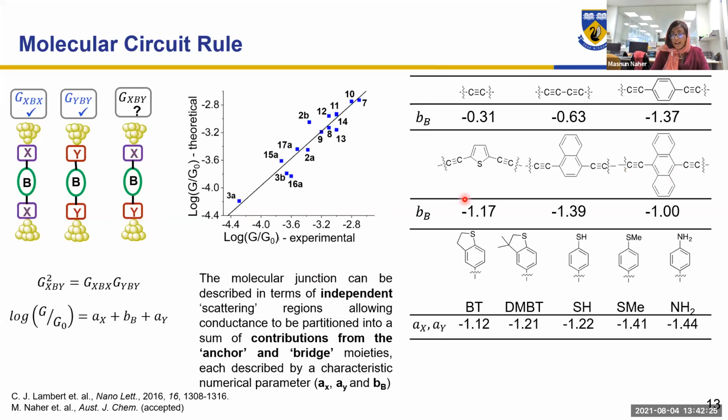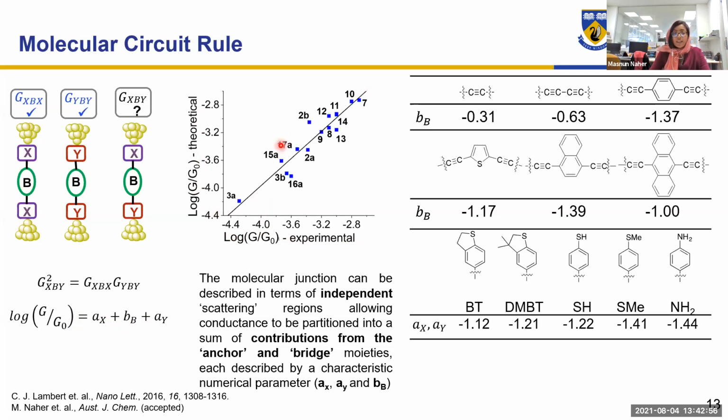So here is the list of molecular backbone and anchor group parameters. These are the calculated values. If we sum up these values using this equation, we can easily calculate the molecular conductance of a specific compound. After calculating the conductance of all these compounds using this equation, we plotted calculated conductance versus experimental conductance data.